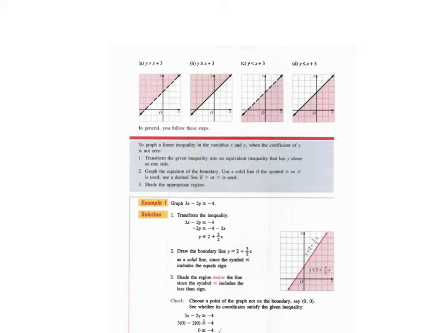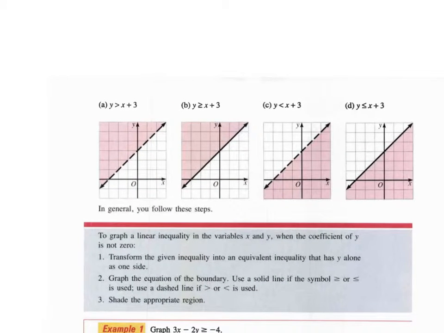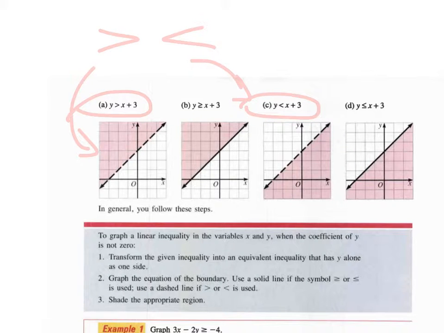Here are the 3 different scenarios for that same thing. So again, when it's this symbol or this, notice this graph and this graph, notice the line type is going to be broken or dashed. When it's got a less than or equal to or a greater than or equal to, when you graph, it will be a solid line.